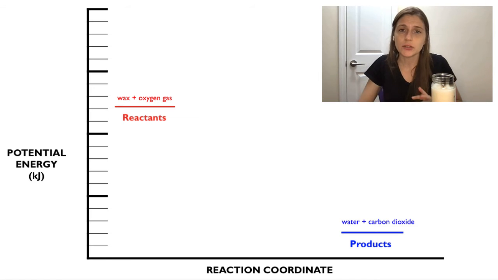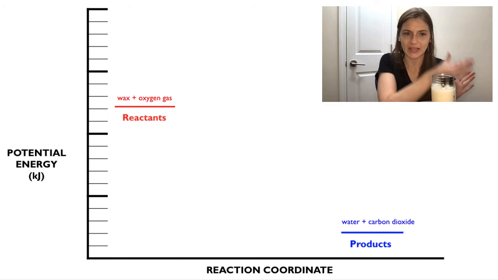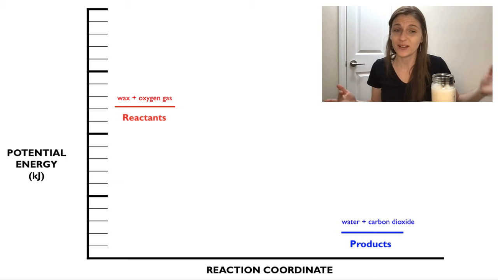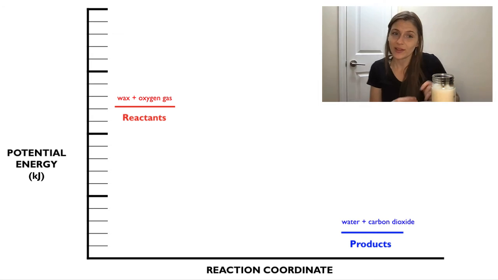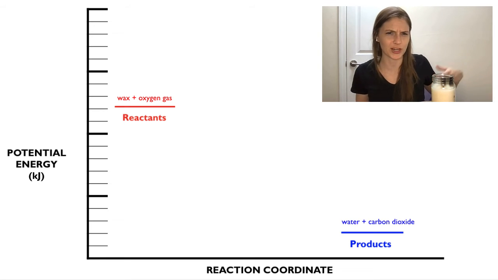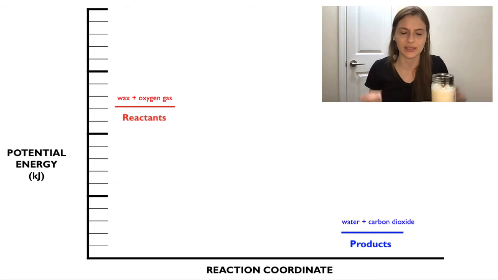So the potential energy of my products is going to be lower than the potential energy of my reactants, because to get from reactants to products, energy gets released in the form of heat and light. Therefore, the products have less energy than the reactants had, if we're talking about potential energy, because we've seen energy leave the system. We've seen heat and light leave as the combustion reaction is occurring.